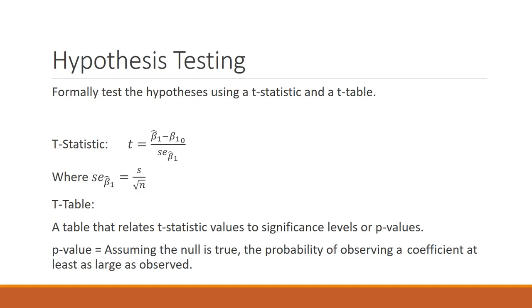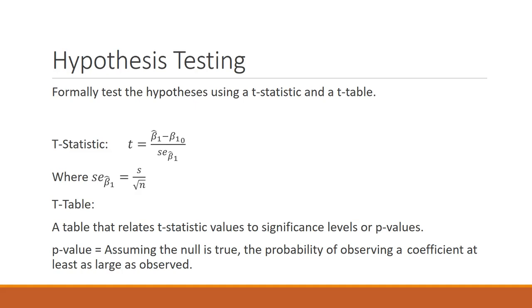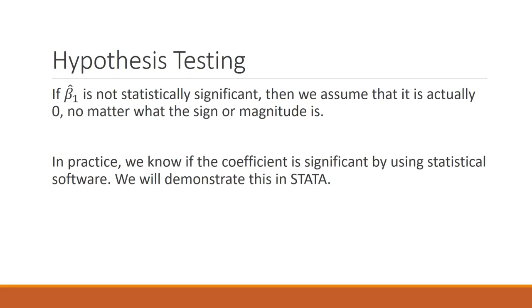We are always interested in knowing whether or not the beta 1 hat that we estimate is statistically significant. Whether or not we can reject the null hypothesis that it actually equals 0. It's hugely important. All right. So then we look up our values on the t-table. We went through this in pretty good detail in the last lecture, so I'll move forward. Okay. So if beta 1 hat is not statistically significant, then we assume that it is actually 0, no matter what the sign or the magnitude is.